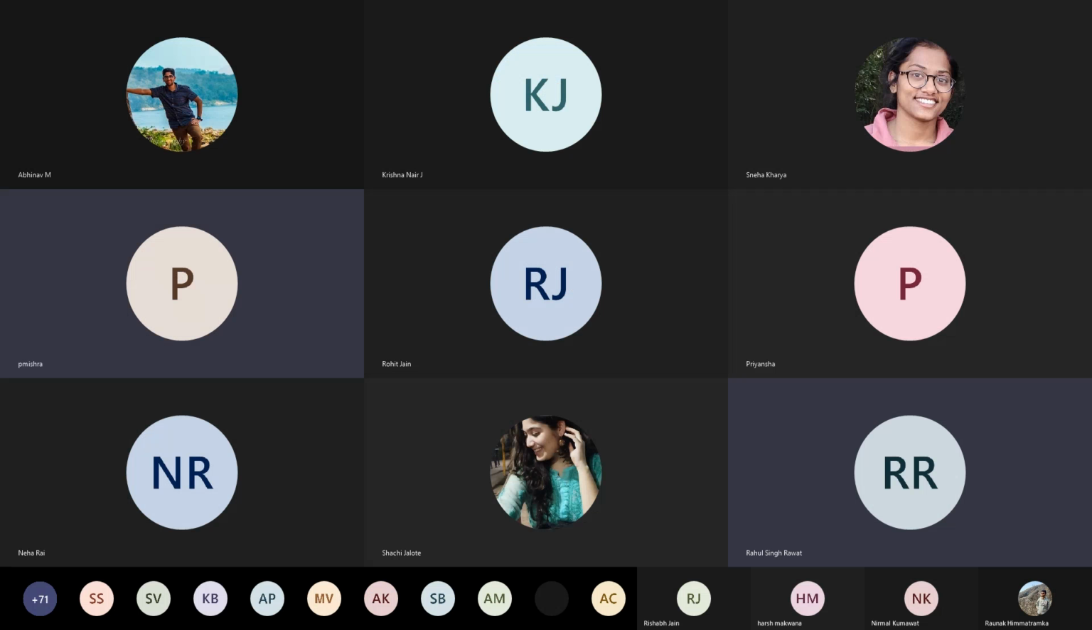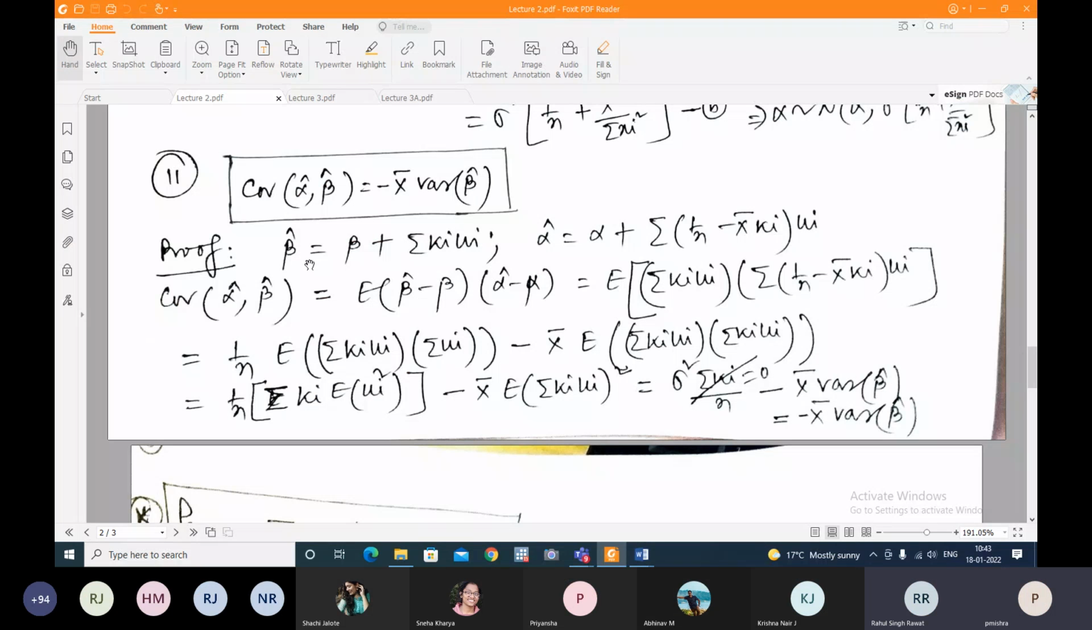The relationship between the two estimators, alpha hat and beta hat. Basically, we'll be discussing the derivation of the covariance of alpha hat and beta hat. What have we done so far? We have derived the distribution of alpha hat. We have derived the distribution of beta hat.